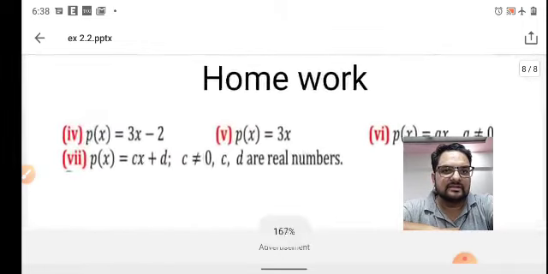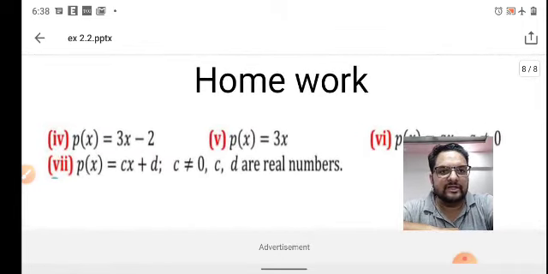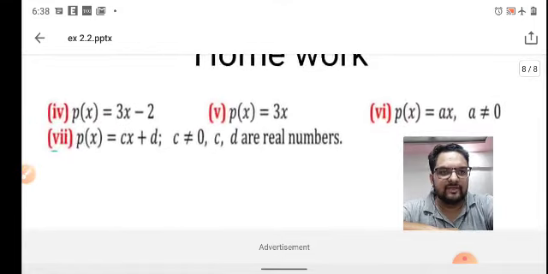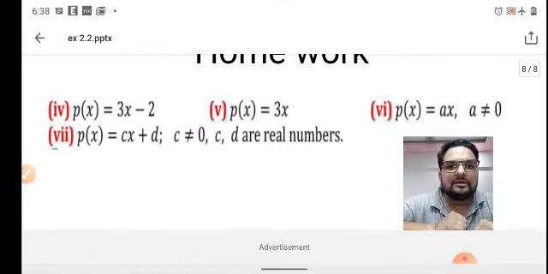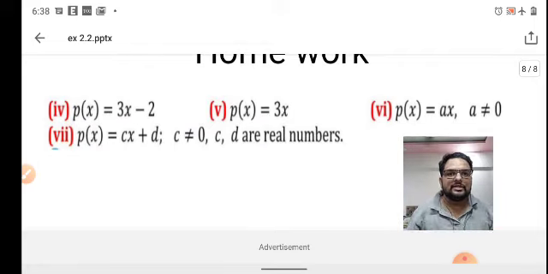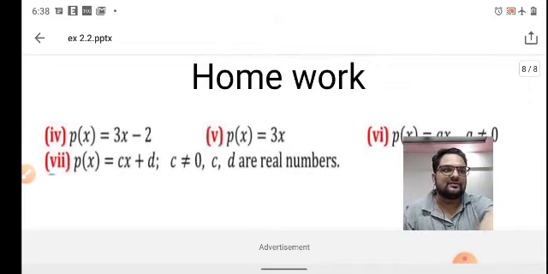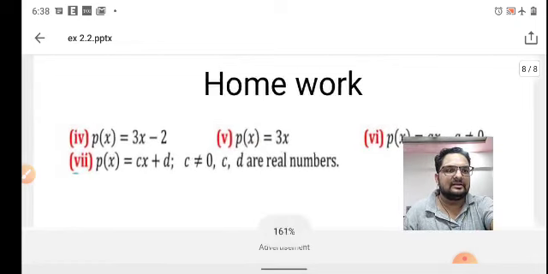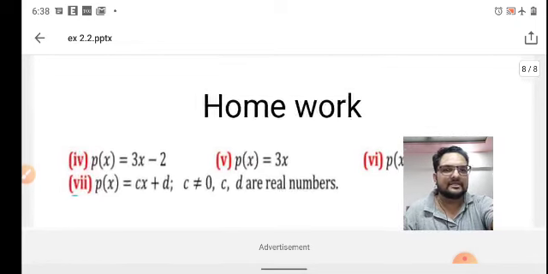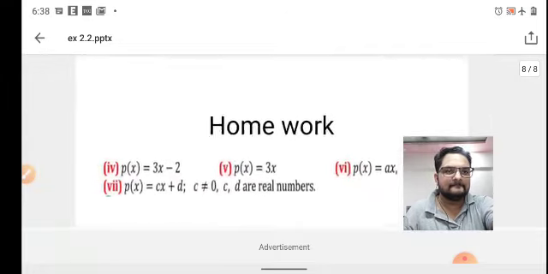Here is the homework corresponding to question number 3. Questions 4, 5, 6, 7, you can do it. You have to equate each of these expressions to 0, and you can find the value of x, which is called the zero of the polynomial. Next. Thank you.